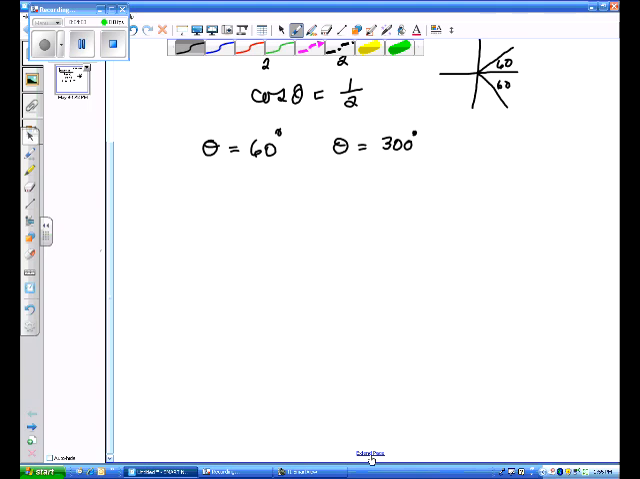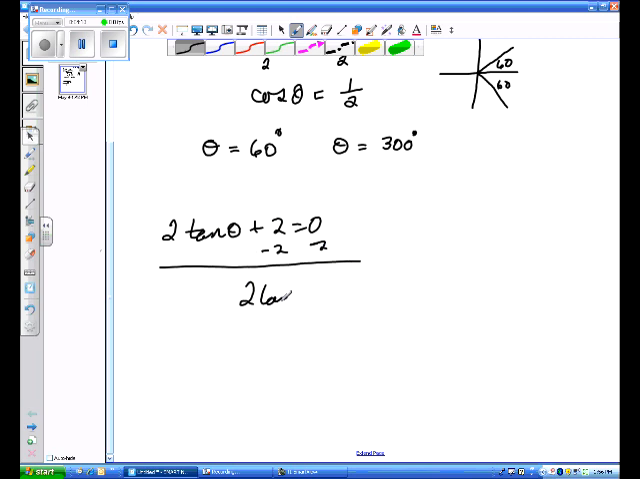Okay, let's look at another one. 2 tangent theta plus 2 equals 0. Well, we want to solve for tangent theta, so we'll subtract 2 from both sides. So we have 2 tangent theta equals -2. Then we want to get our variable term alone, so we'll divide both sides by 2, and we get that the tangent of theta is -1.